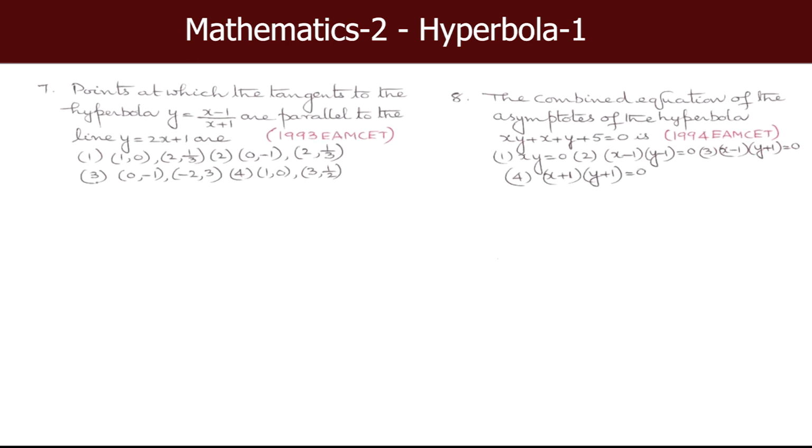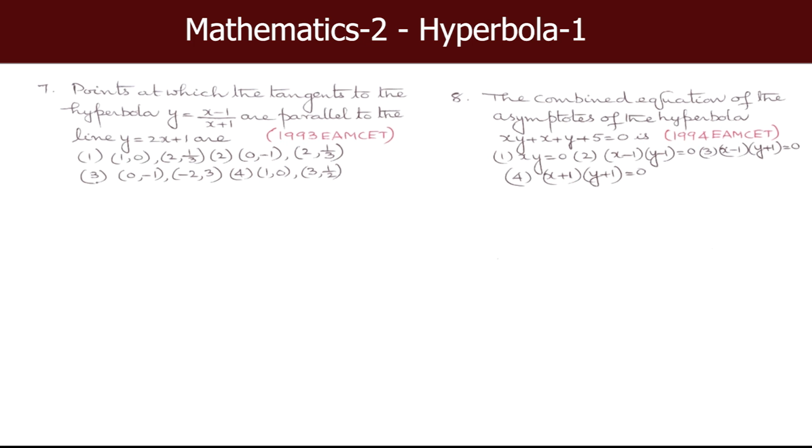7. Points at which the tangents to the hyperbola y equal to x minus 1 by x plus 1 are parallel to the line y equal to x plus 1 are. Well, that is how the question appeared in the question paper of 93 MCET. So, you need not worry about the nature of the curve represented by the equation y equal to x minus 1 by x plus 1. That is of course a hyperbola that is given.